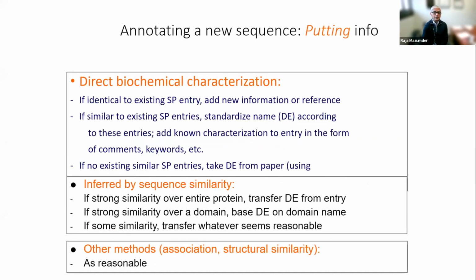There is direct biochemical characterization. If it is identical to a SwissProt entry, let's say, which is manually curated in UniProt, then you can use that. If it is similar to existing SwissProt entries, then you're in luck. You can transfer some of that information. And if there's strong similarity over the entire protein, you can say, okay, this protein must have this function. But if it is only strong similarity over just a domain in a protein, it's not as easy to transfer functional information.